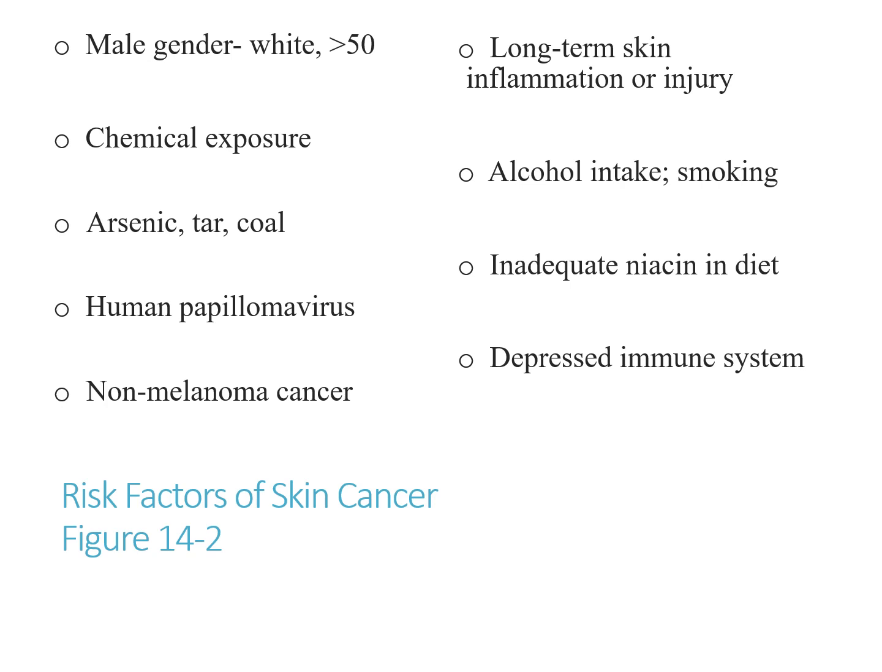Adequate niacin in the diet, depressed immune system. As you know, cancer is a collection of abnormal cells. So when you don't have your body's natural immune system to fight off these abnormal cells, then they tend to collect. So if somebody's immune system is already depressed for other reasons, that puts the patients at risk for skin cancer.